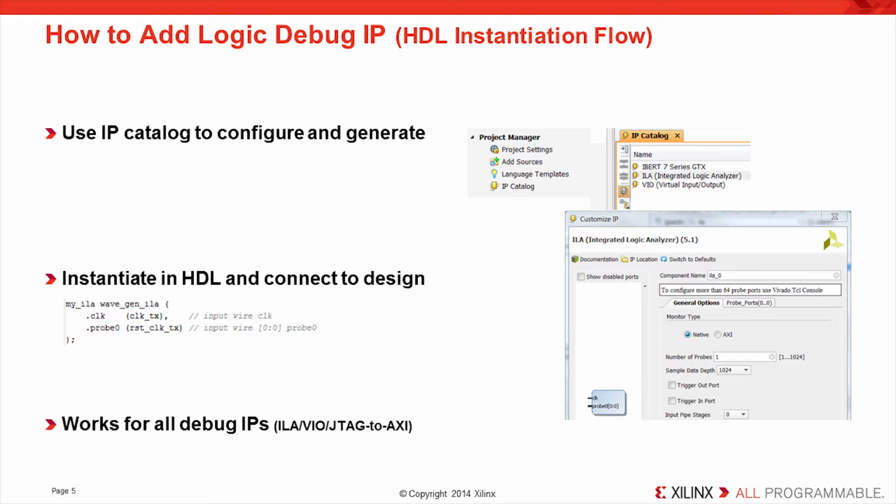But if it's the right approach for your design, you should take the following steps. First, you customize and generate the debug IP in the IP catalog. For example, you select the right number of probe ports for the signals you want to probe. Then, you instantiate the IP in your design and provide the connectivity for each of these probes. And lastly, you proceed to synthesize and implement your design containing the Logic Debug IP. Let's have a look at these steps in the tool.